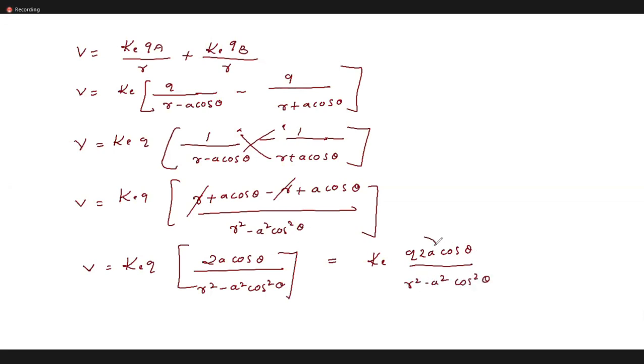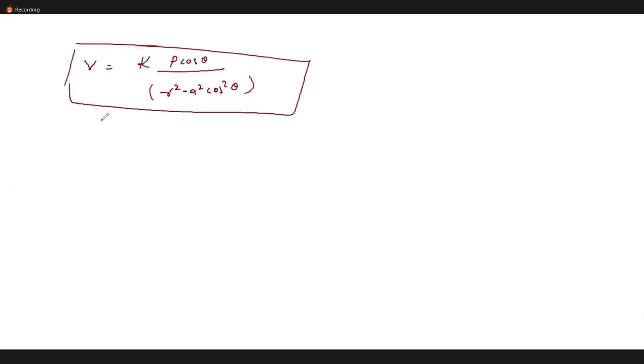So what is this 2qa? Yes, the dipole moment P is equal to Q into 2a. So let me write V is equal to K P cos theta divided by R square minus a square cos square theta. So this is the equation I got. This is the electric potential due to a dipole.